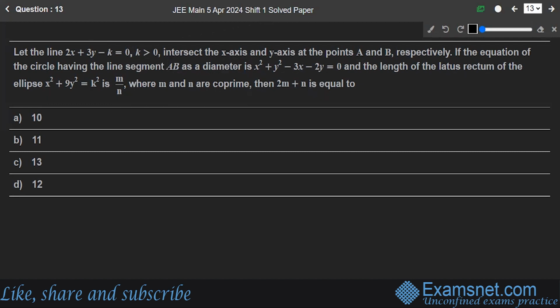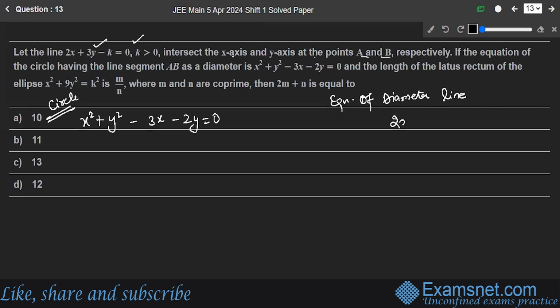Fine. So here you have the equation. First of all, let's write down this equation of the circle. This is x square plus y square minus 3x minus 2y equal to 0. This is your equation of the circle. And this is the equation of the line intersecting the x and y axis at A and B. And AB is your diameter. So if AB is your diameter, which lies on this line, so this is the equation of the line of diameter.